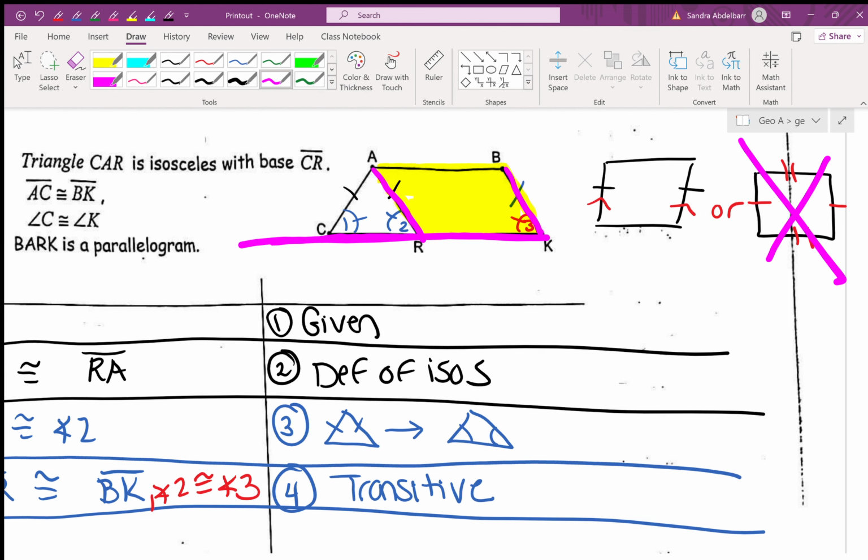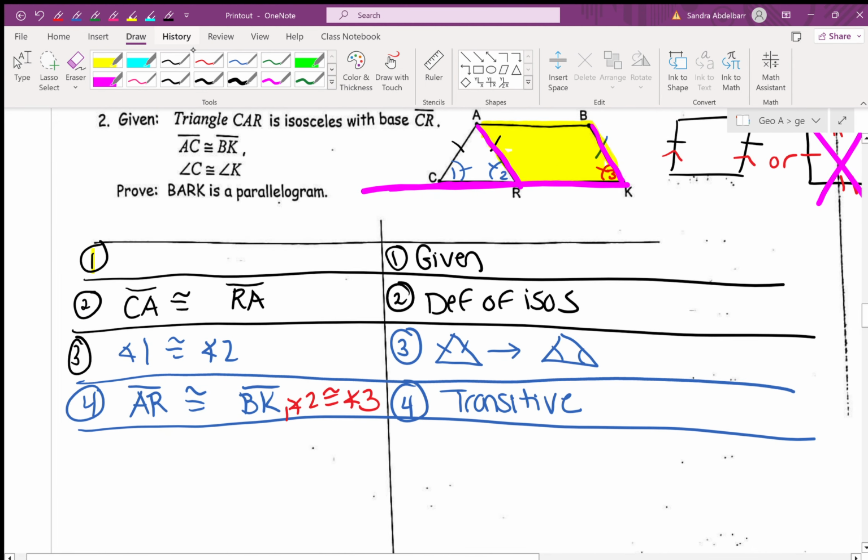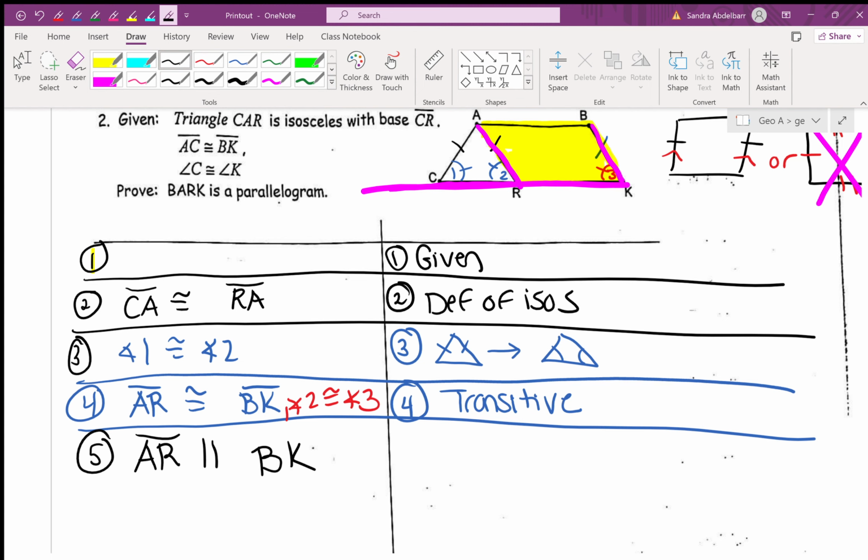And for the arms of the F to be parallel, the armpits have to be congruent. Well, are the armpits congruent? Yeah, so I can go ahead now and I can say AR is parallel to BK. Who remembers how to write this?